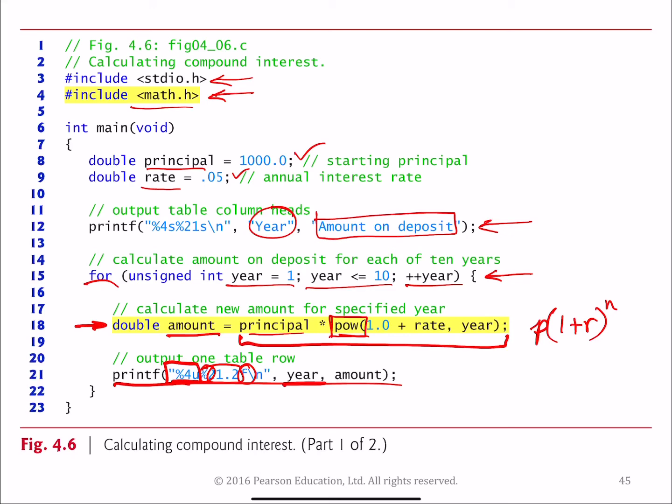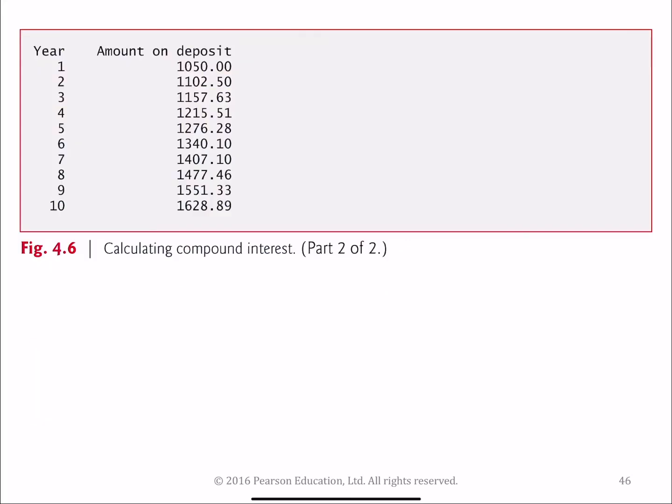There are many other functions in the math header file as well. So if you run this particular program, you get something like this. So year 1, 2, 3, 4, 5, 6, 7, 8, 9, 10.